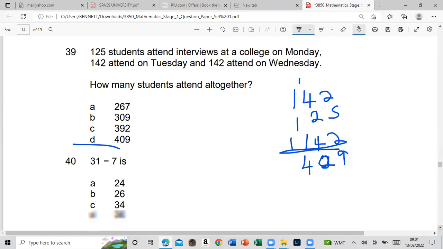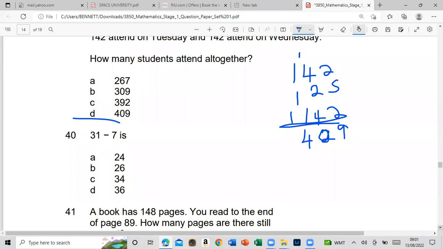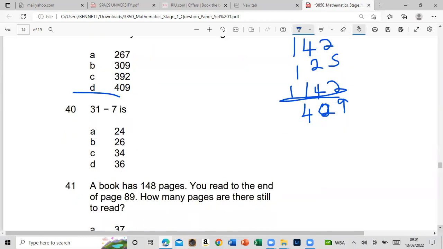40. 31 minus 7 is? Sir, 24. Yeah, that's 24. It does subtract, right? All right, let's look at number 41.